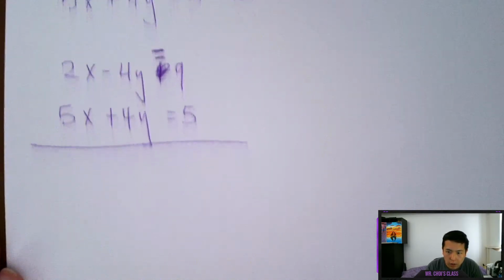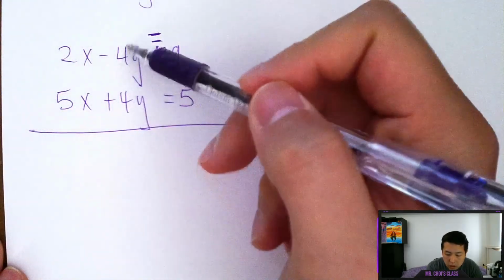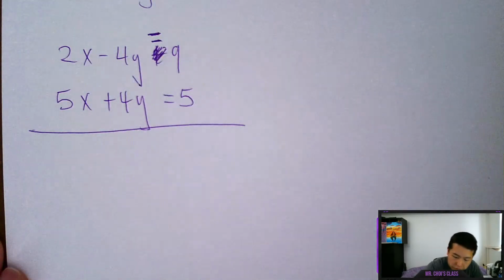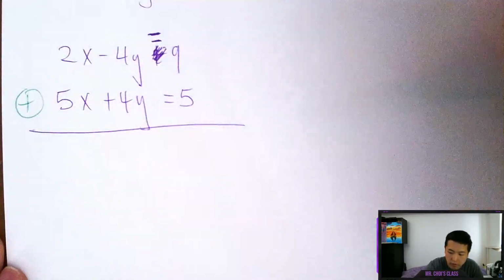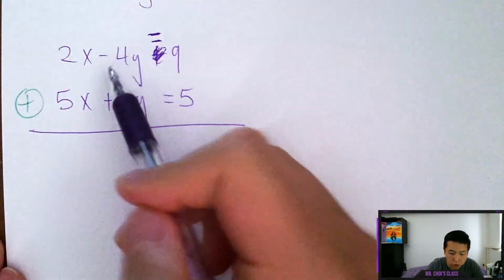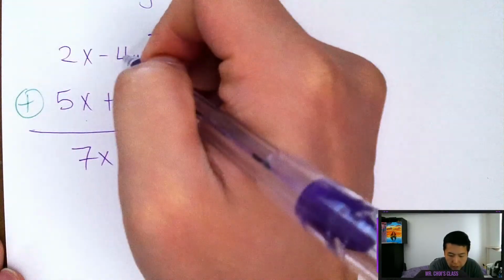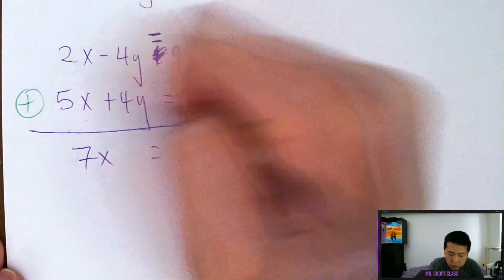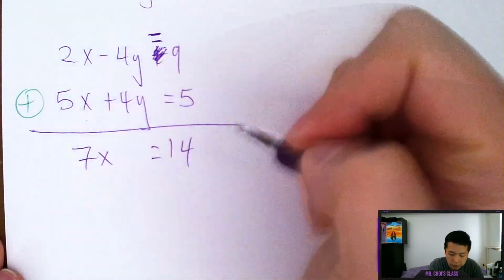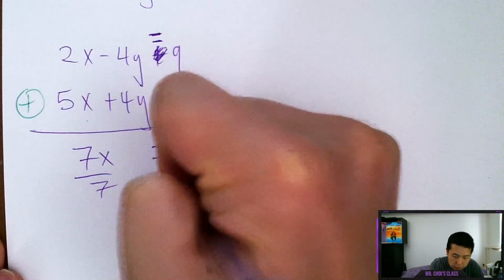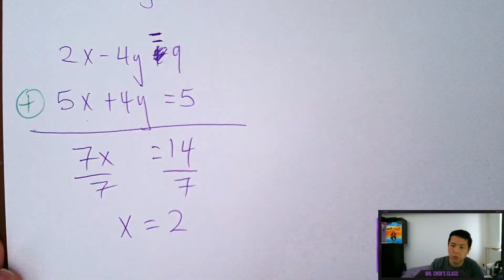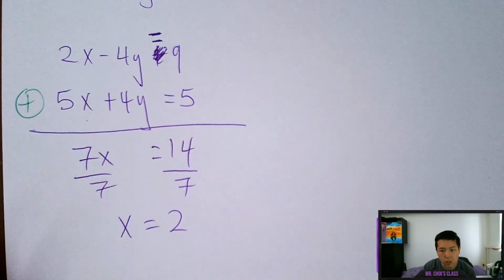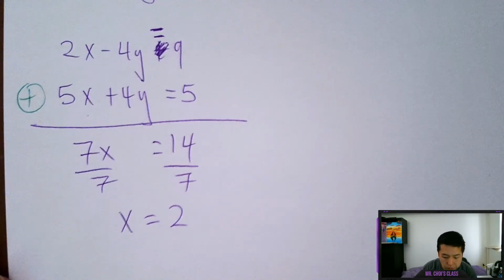Then I'm going to get rid of the y's, because they both have 4. And I'm going to get rid of it by adding. So 2 plus 5 is 7. Negative 4 plus positive 4 is 0. That's gone. 9 plus 5 is 14. And so dividing by 7 will give me x equals 2, which is what Angelo wrote earlier, which is good. So we get x equals 2. That's our first part of our answer.